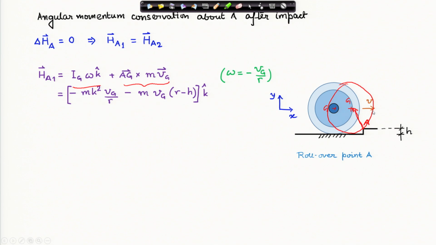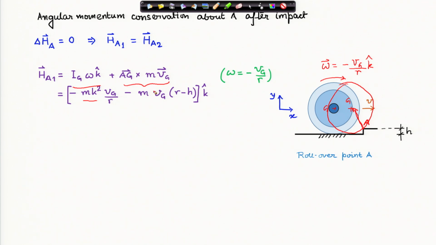Because of this velocity in the positive x direction, we must have angular velocity as minus V g by r in the k cap direction. So, this is our angular velocity vector, minus V g by radius of the wheel k cap, and to that I multiply m k square, which gives me the moment of inertia about the center of mass.